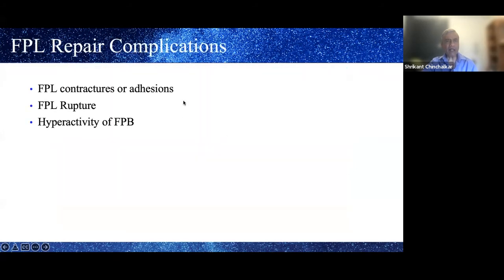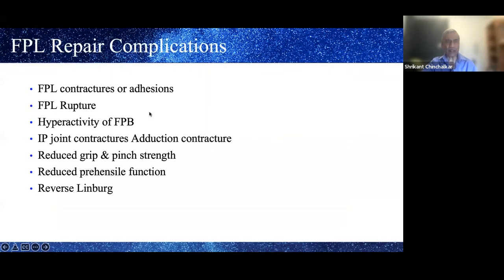So FPL complications are similar to what I've already presented. FPL contractures or adhesions are quite likely to happen. FPL ruptures are relatively less common now because of our understanding of FPL biomechanics. However, if we have not restored FPL gliding, then of course the hyperactivity of flexor pollicis brevis may limit gliding of flexor pollicis longus excursion. IP joint contractures or adduction contractures are quite common. Reduced grip strength, pinch strength, reduced tensile function, and the patients are likely to have a reverse Lindburg sign.